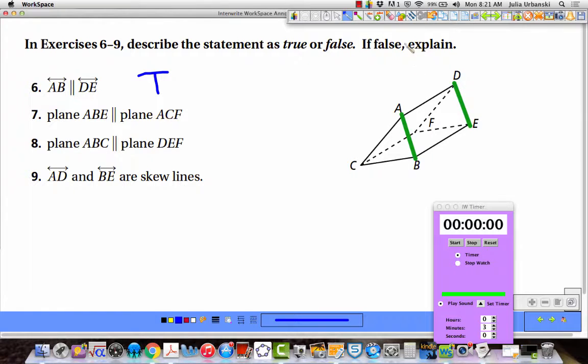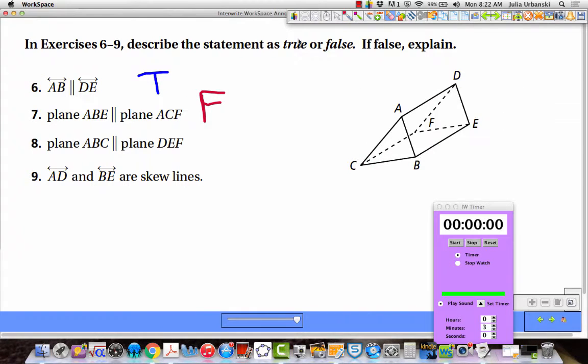All right, and then we have plane ABE, which is on the side right here. Plane ABE is parallel to plane ACF. Are these 2 planes going to be parallel? What'd you say? No. Nope, because they intersect right up at the top. Oops, I'm sorry, so that one's false.